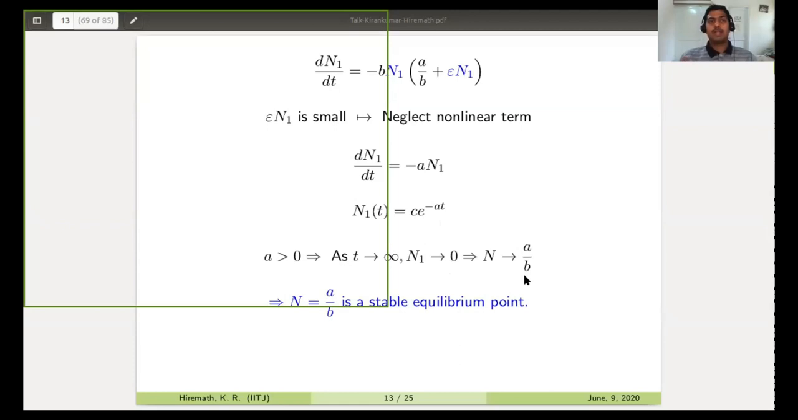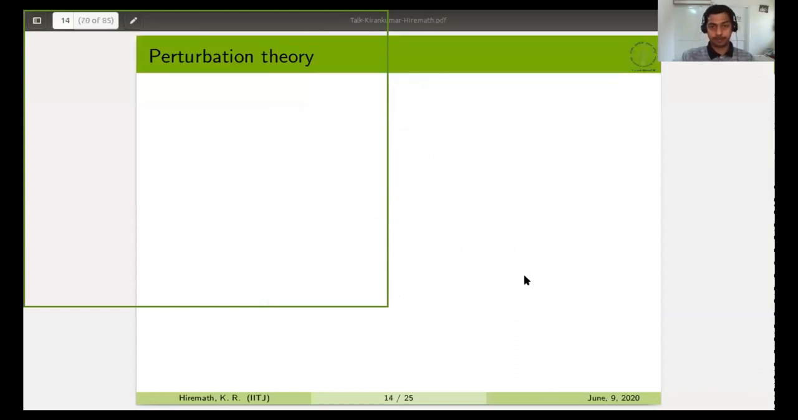Whenever engineers design any engineering system, they have to first identify the equilibrium points. They have to characterize the nature of those equilibrium points, and they need to engineer the environment in such a way that the system is operating around its stable equilibrium point. So this is a very important concept.